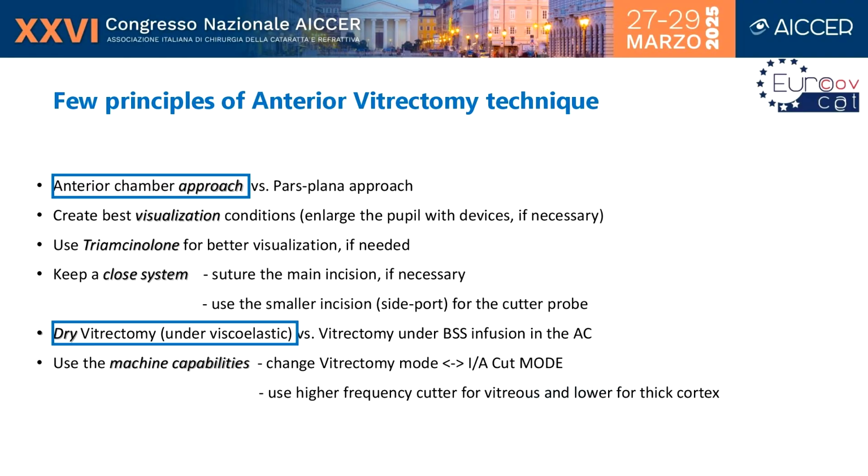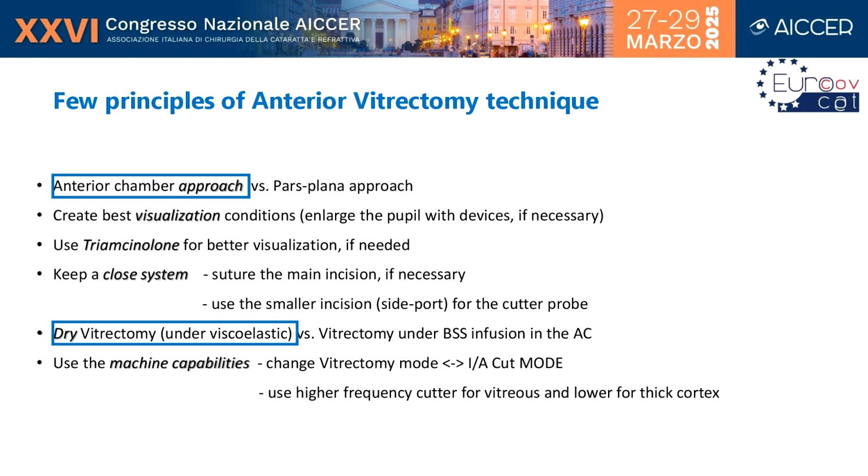There are a few principles of anterior vitrectomy technique, in my opinion. You can do it either by anterior chamber approach or by pars plana approach, but you need to create the best visualization conditions. Sometimes you need to enlarge the pupil with devices if necessary. You can also use triamcinolone for better visualization if needed. You need to keep a closed system. For example, you may even need to suture the main incision, even if it is quite small, and use the smaller incisions, the side ports, for the cutter probe. If you used the main incision, which is larger, you would have more possibility to aspirate the vitreous and even worsen the vitreous prolapse.